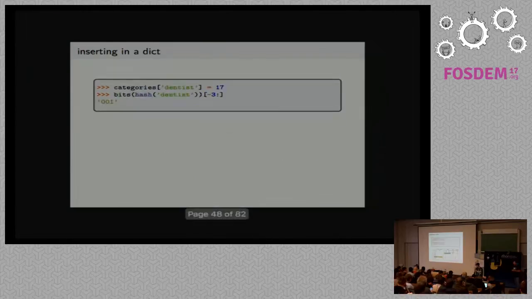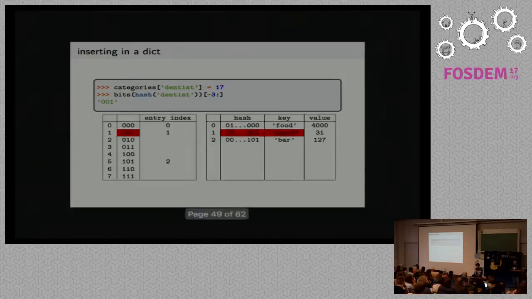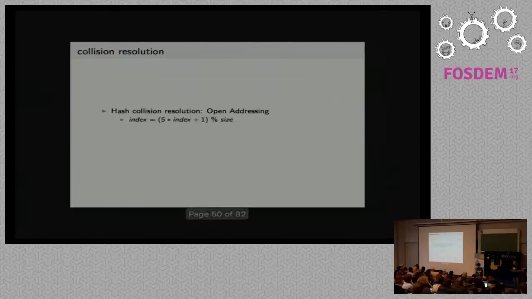So now let's say we want to have another category, let's say dentist, and its hash turns out to be 001. What happens is that we go into the indices table, 001, we want to add dentist, but there's already something. There's already tacos, and we want to keep tacos. So we need to find a way to solve this problem. What's happening is that the hash collided.